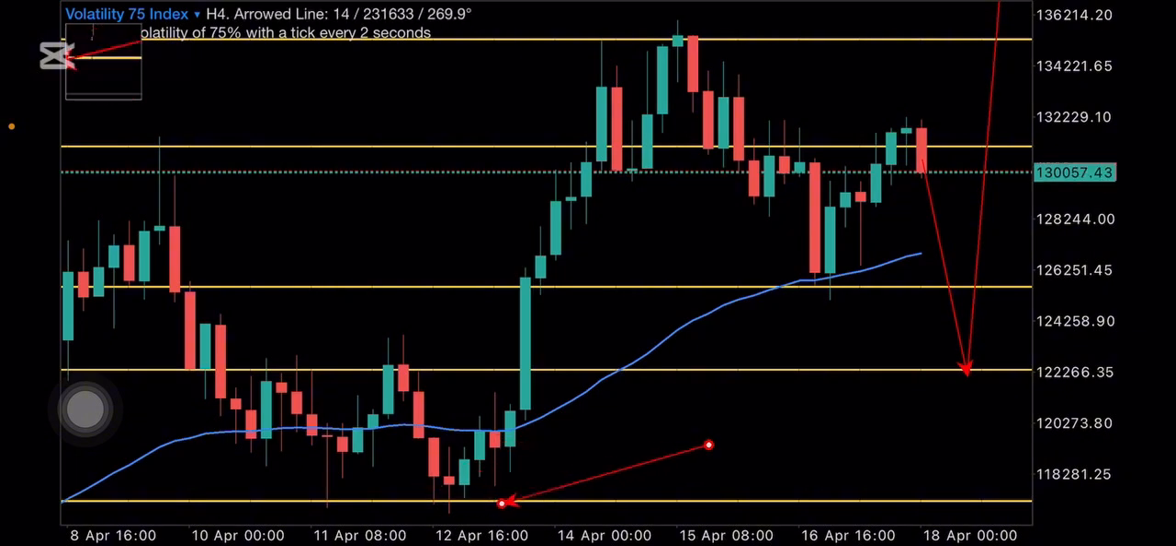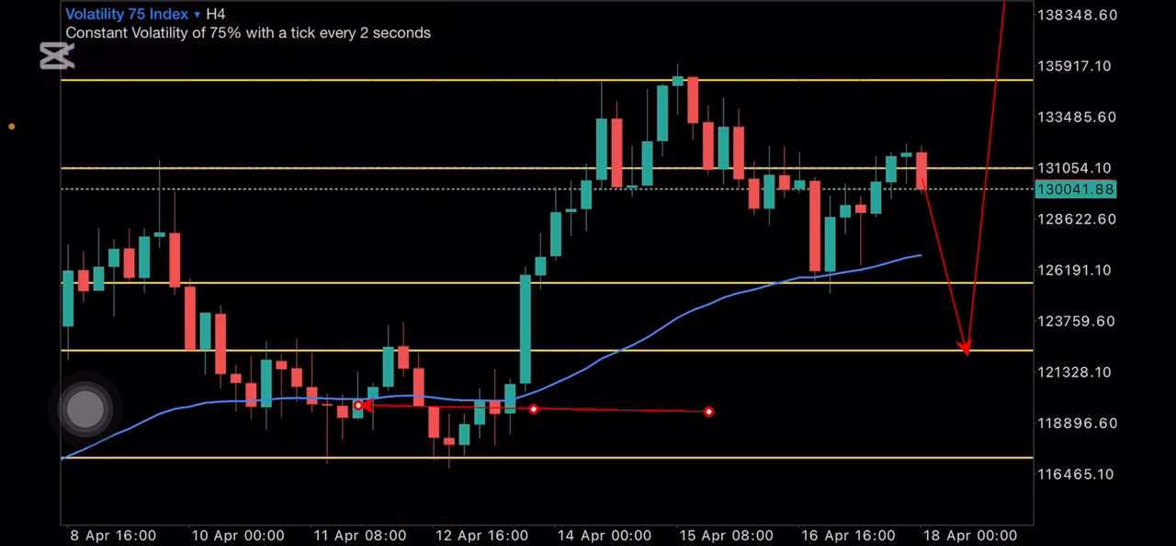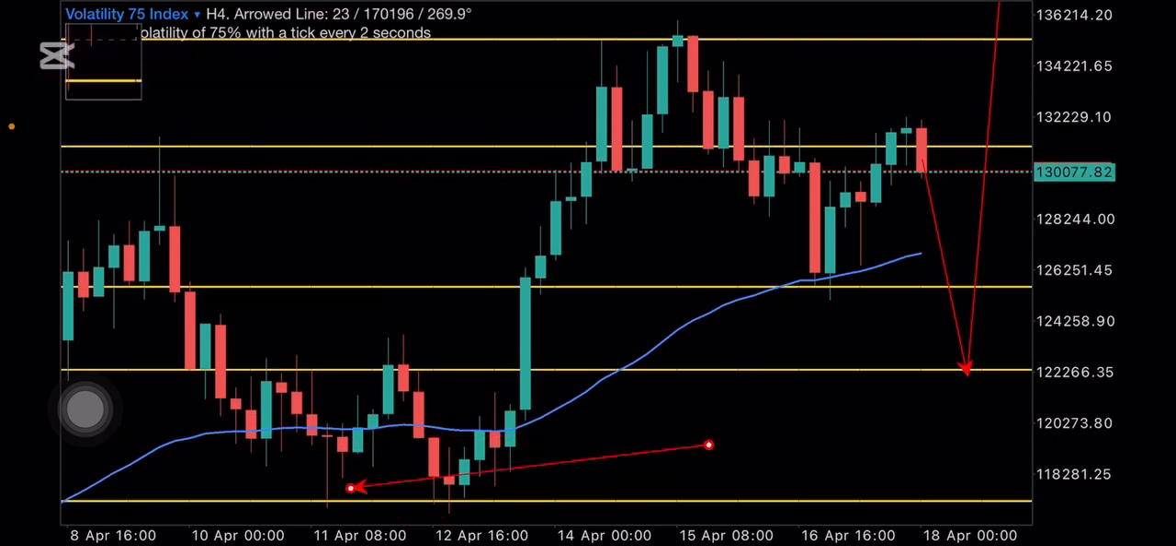And now this is a key level. You can see the candlestick pattern here. You can see the rejections. So why not take them serious? Of course you will. This is it.